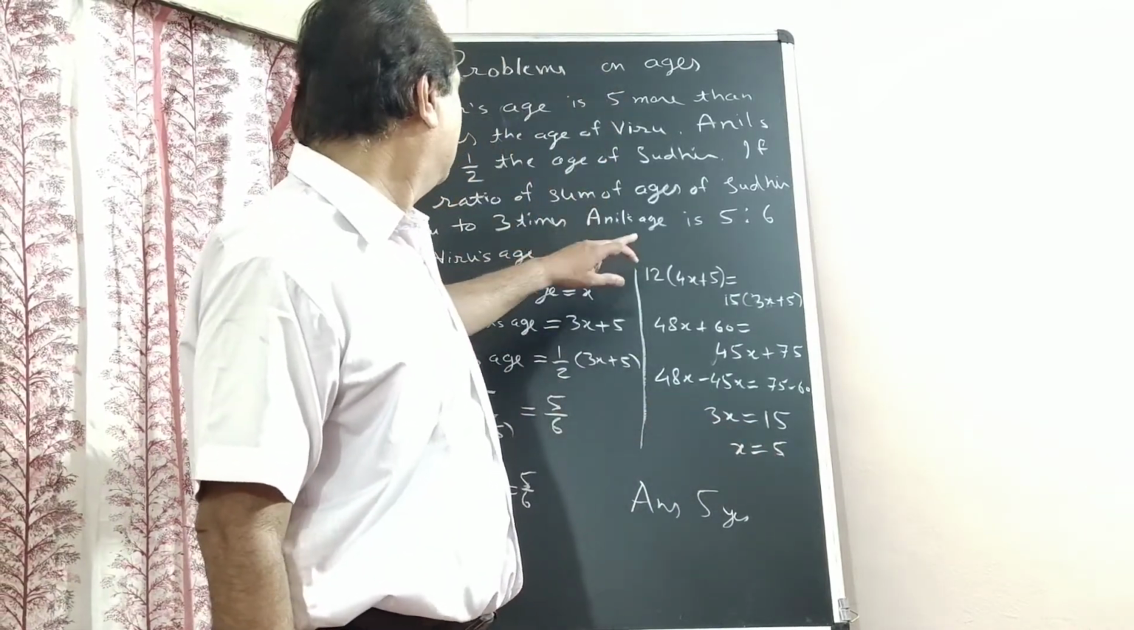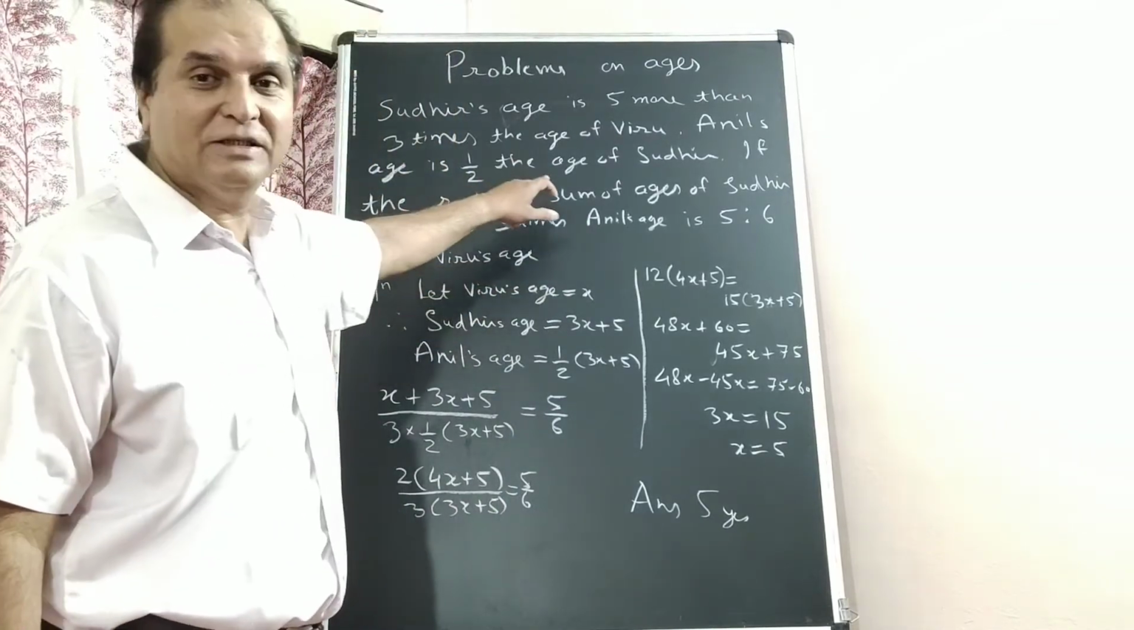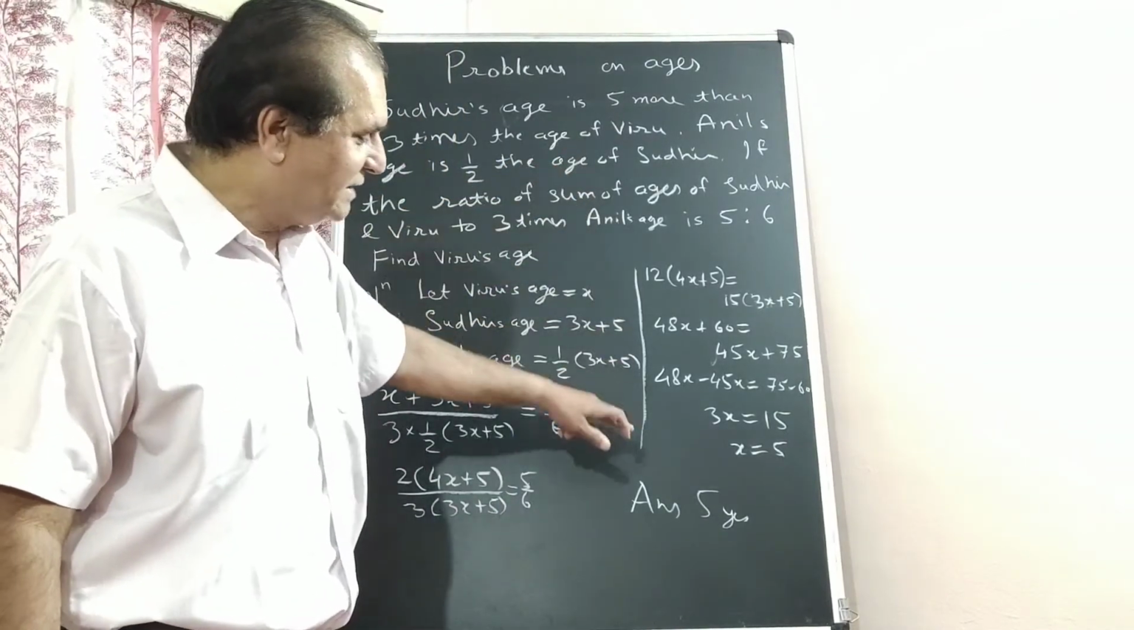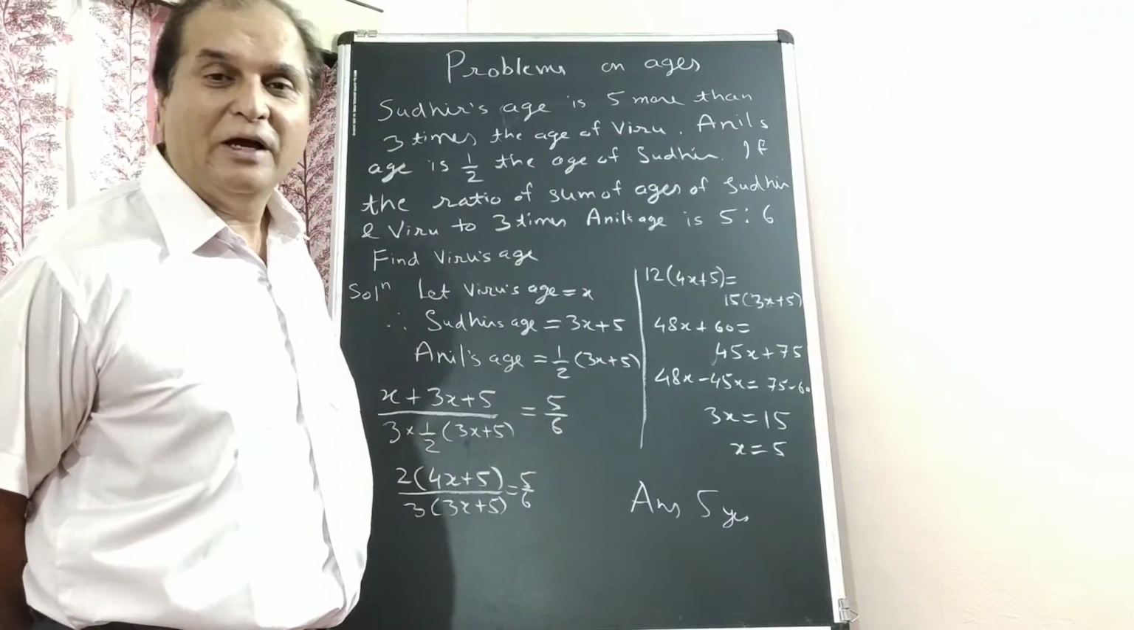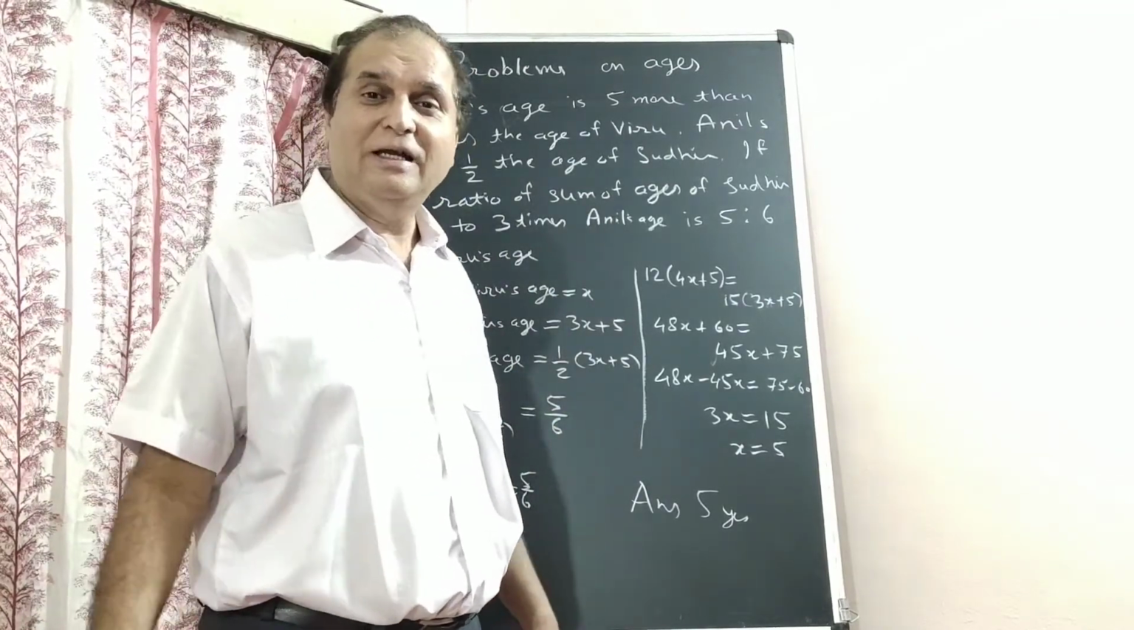And we got Viru's age. Find Viru's age: we had taken Viru's age as x, and x equal to 5. Answer 5 years. You have to choose the correct option A, B, C, D and tick.